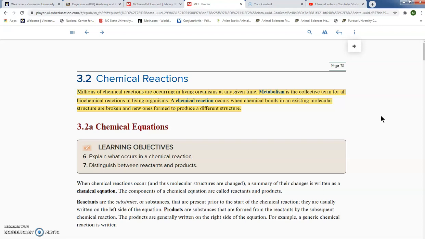So when we say chemical reaction, what we're talking about is whenever chemical bonds are broken and then other chemical bonds are formed, and so whenever those things happen, we can make new structures or molecules. That's kind of the definition of it. Whenever chemical bonds in a molecule are broken and then new ones are formed, you get a whole new product or molecule from that.